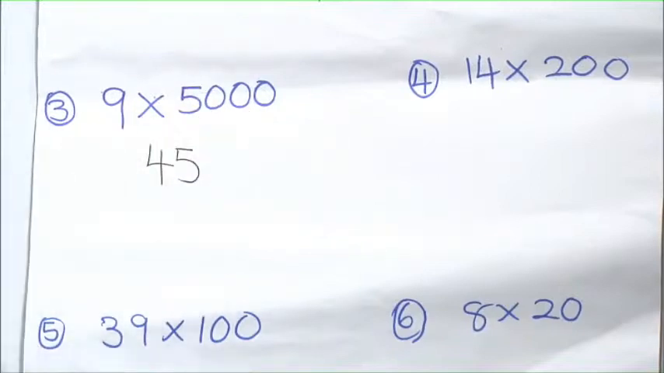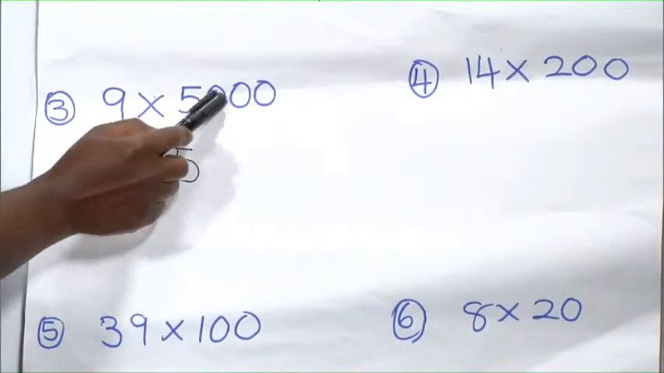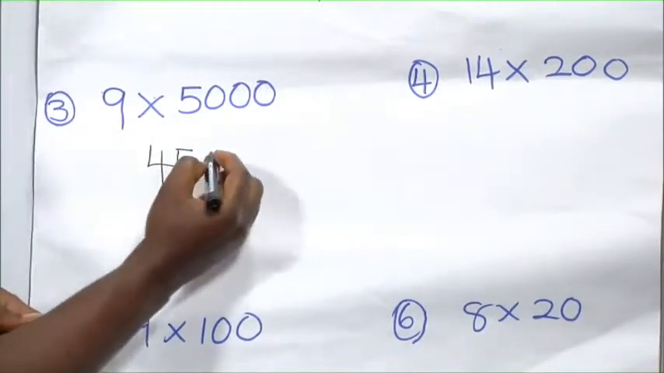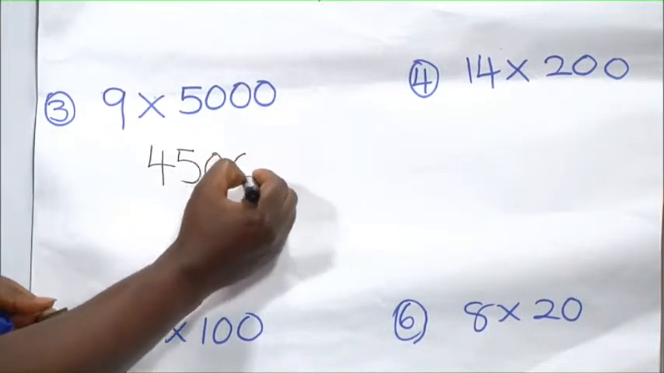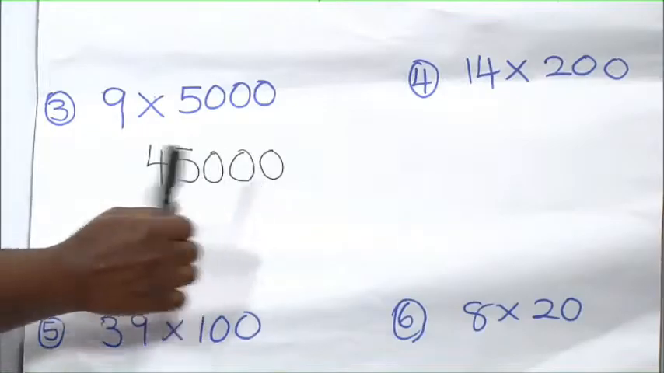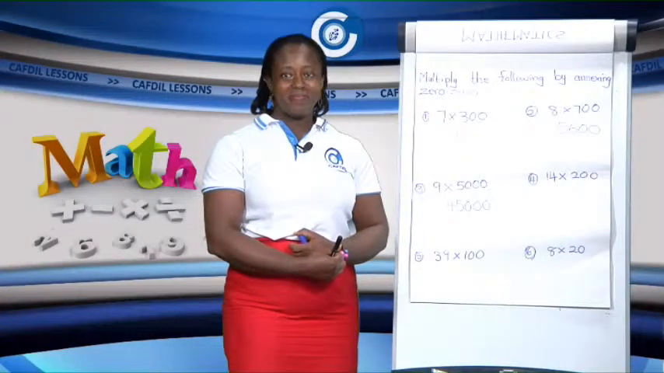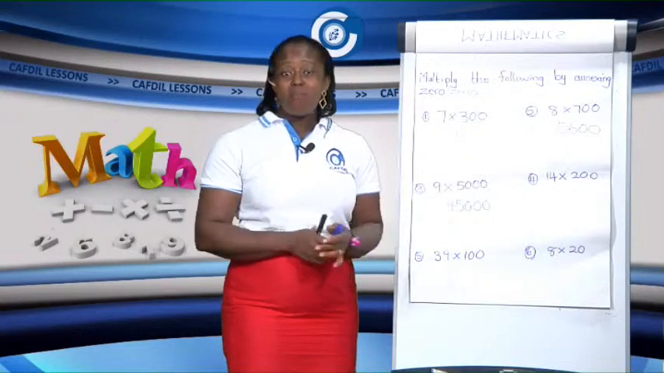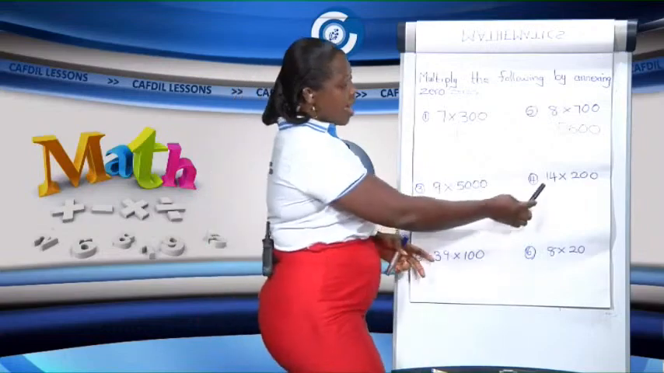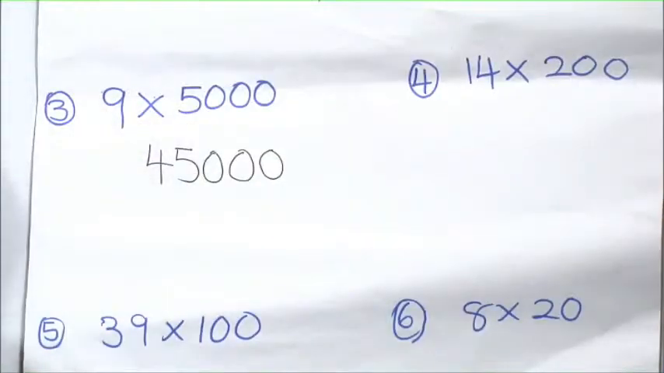Let's bring our zeros. This time we have 1, 2, 3. 3 zeros. So let's write them here. 1, 2, 3. And what is our answer? 45,000. So 9 times 5,000 will give us 45,000. Should we work more examples? Good. I have more. I have 14 times 200.